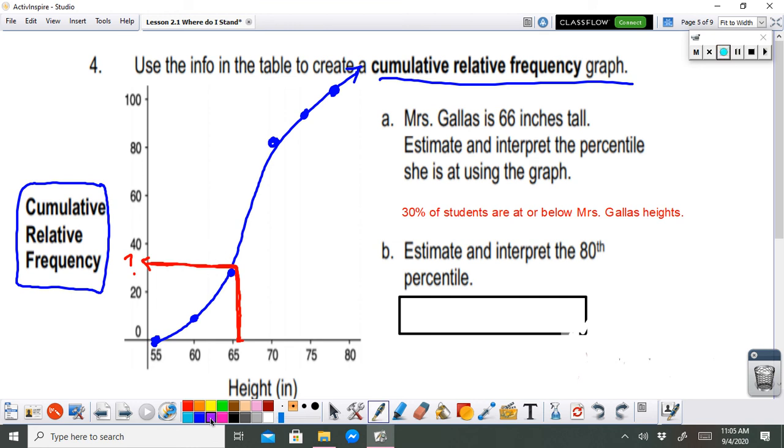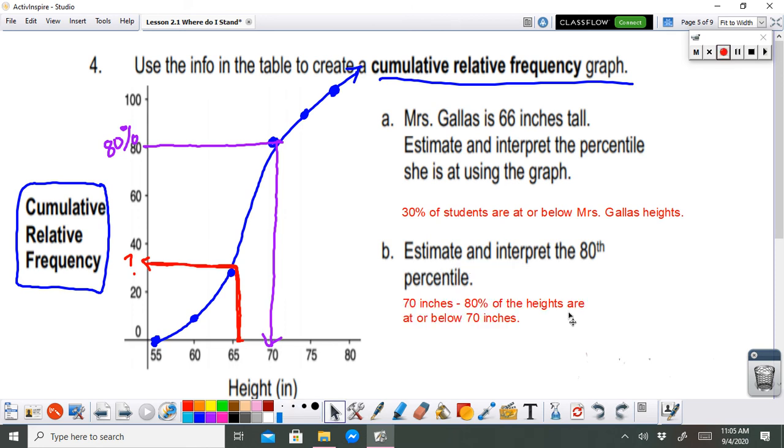Color would be purple. I have the percentage, so I'm going to go from here all the way to the right, and then go down. So if you are at the 80%, based on the graph, your height should be 70 inches. How do we interpret that? 70 inches is the 80th percentile. 80% of the heights are at or below 70 inches. Okay? I hope this is making sense.